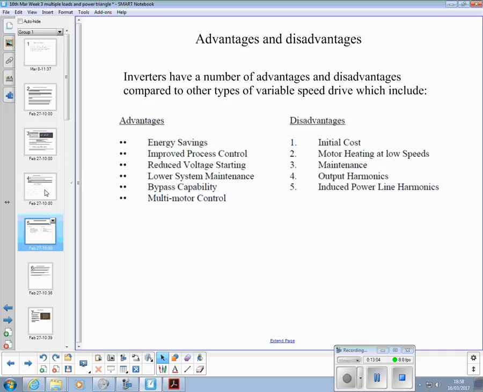Some of the disadvantages are the initial cost of buying the inverter, and motor heating at low speeds. Again, we'll talk a little bit about that in a minute. Maintenance, in terms of the extra maintenance on the inverter, although in my experience they don't go wrong very often. Output harmonics, we'll talk about that as well, and the induced power line harmonics that could happen from them, which you have to be careful with.